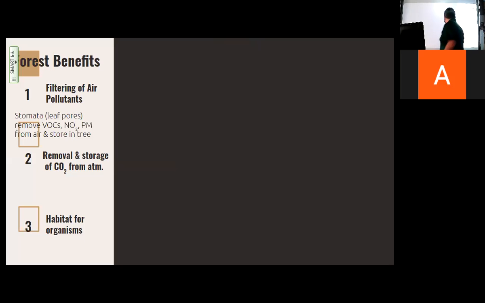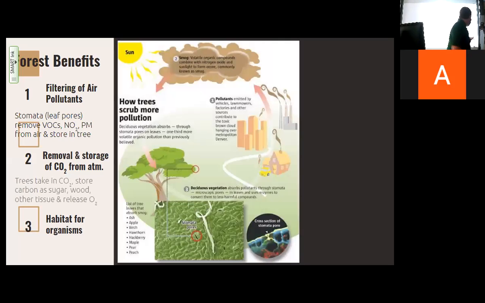So what do the forests do for us? They filter out our air pollutants. They remove carbon dioxide and they store carbon dioxide. They act as carbon dioxide reservoirs. If the carbon dioxide is not in a tree, it's in the air. If it's in the air, it's affecting your greenhouse gases.